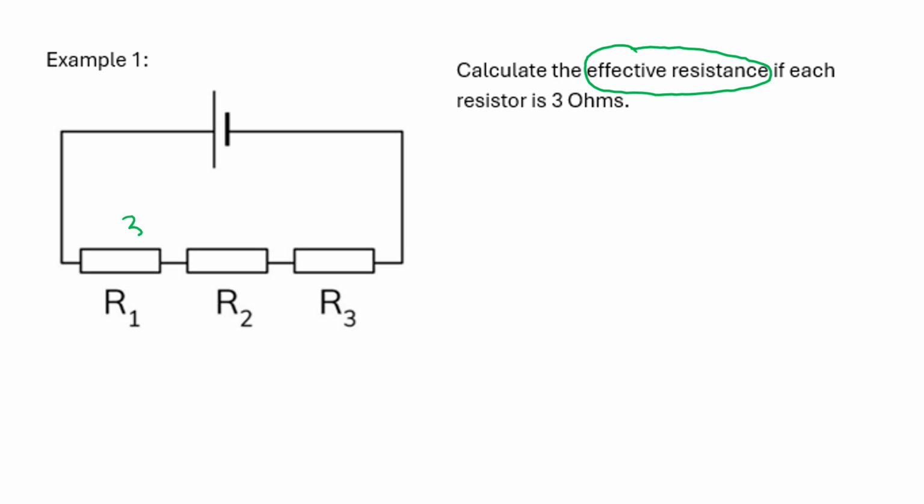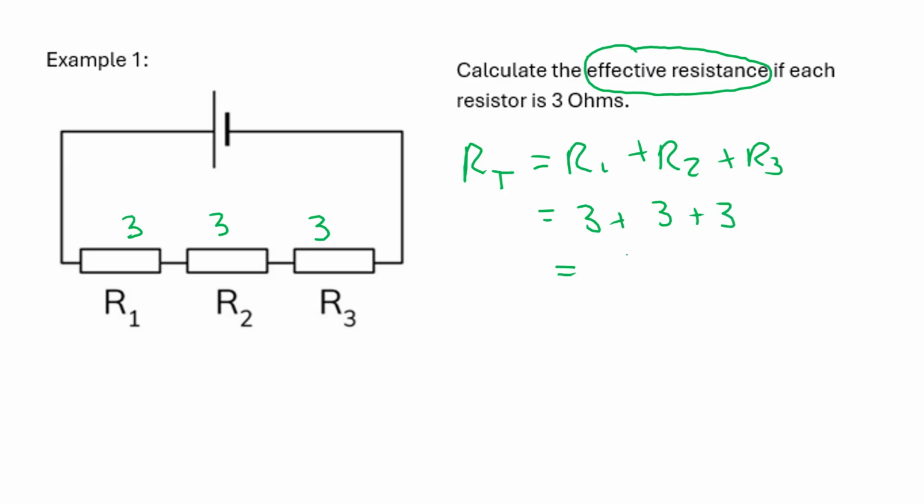It says each resistor is 3 ohms. So that means this one is 3, this one is 3, and this one is 3. The beauty of a series circuit is we just add them together. Depending on how many marks it is for, in grade 9, they might want you to give an equation. R total is R1 plus R2 plus R3. They might want you to actually show your working out. Just look at what the mark allocation is.